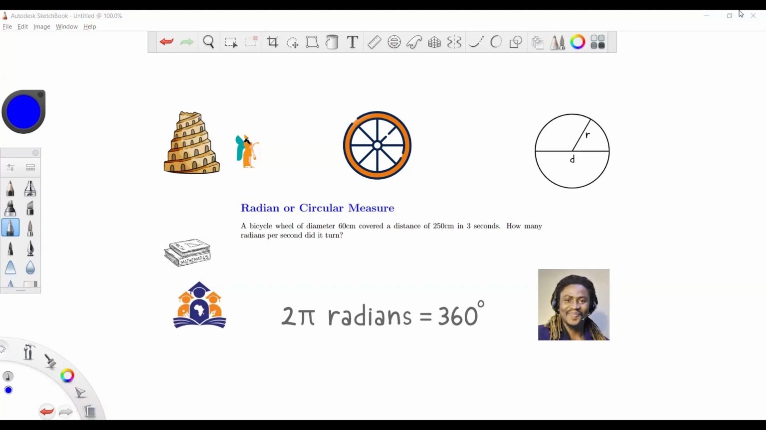Today we're looking at the radian measure, also known as the circular measure. In this problem, we are told that a bicycle wheel of diameter 60 centimeters covered a distance of 250 centimeters in 3 seconds. How many radians per second did it turn?